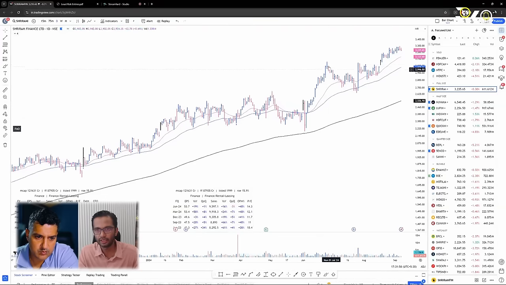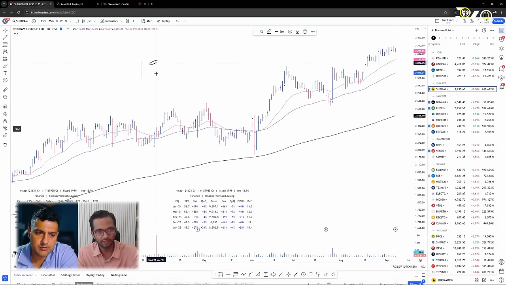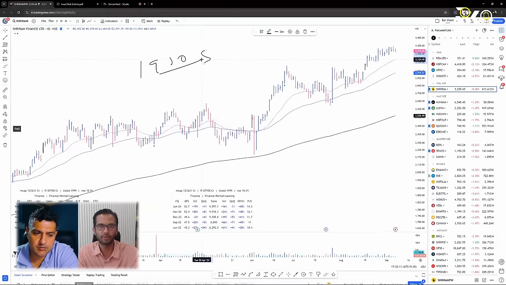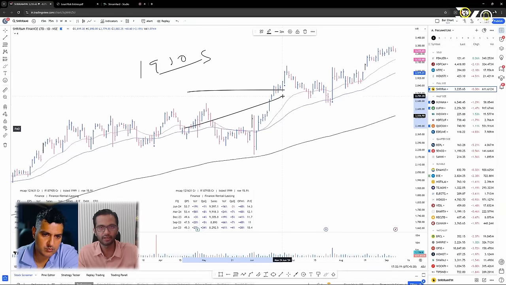Now here the stock again corrected, came up, again corrected, came up. So Mark Minervini calls this a VCP, right? In the 1930s, we had a lot of chart patterns in the book of Richard Schabacker. If anyone is interested to know the chart patterns, they can go for the book by Richard Schabacker, where he explained about ascending triangle, descending triangle, symmetrical triangle.